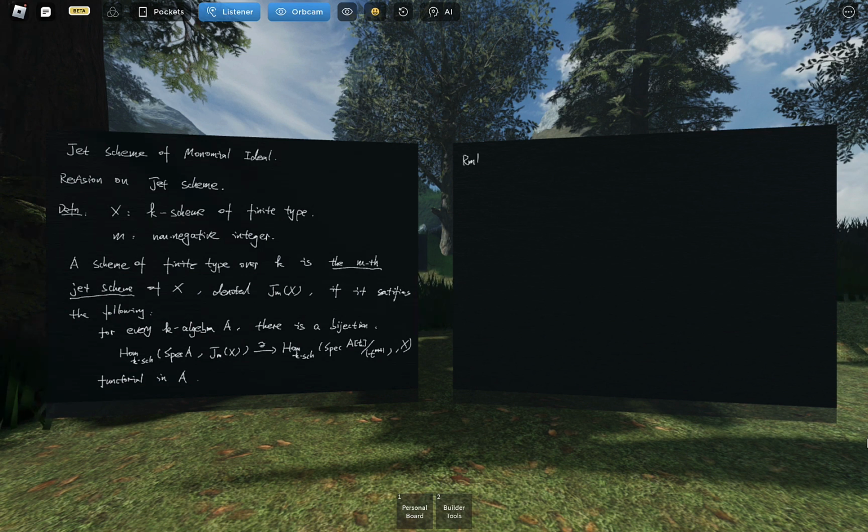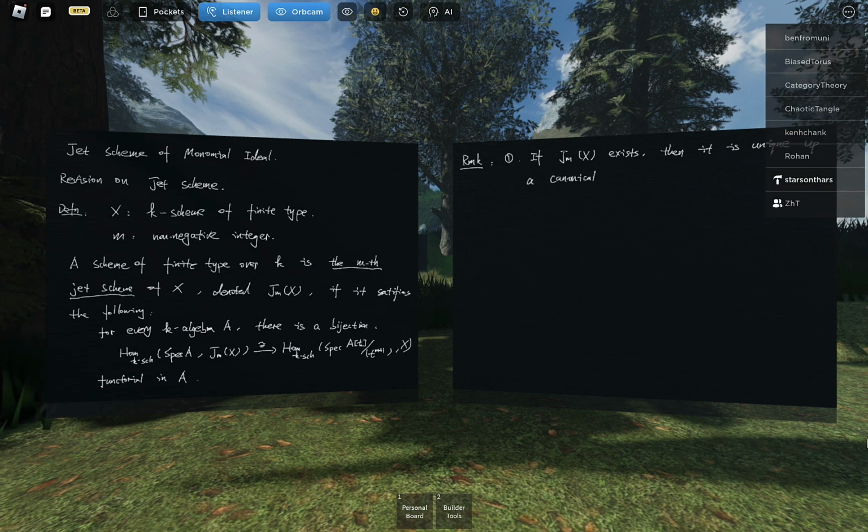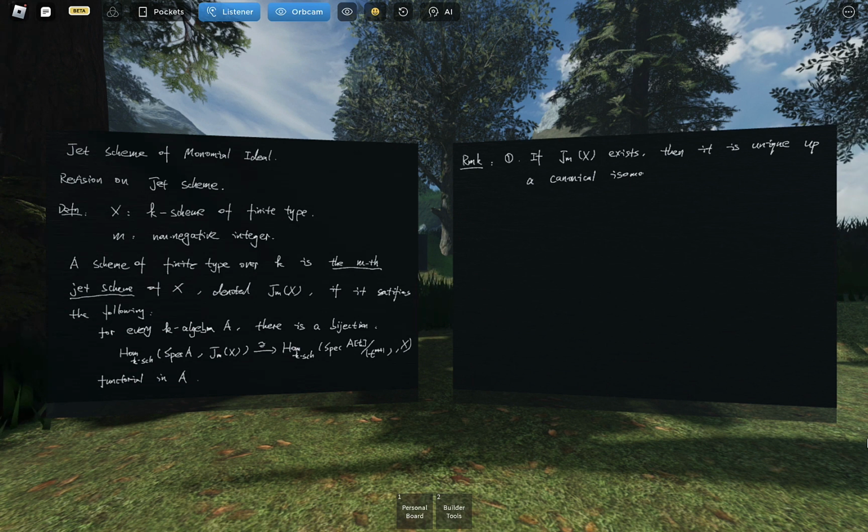I'll give some remarks on this. If the jet scheme exists, then we can show it is unique up to a canonical isomorphism, and this follows from the Yoneda lemma.